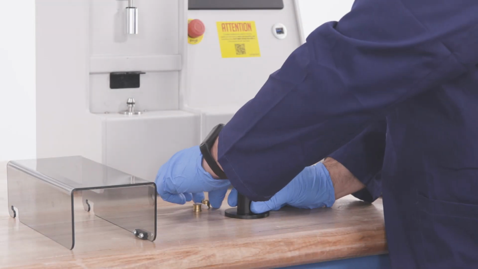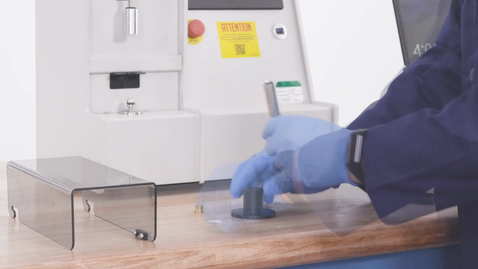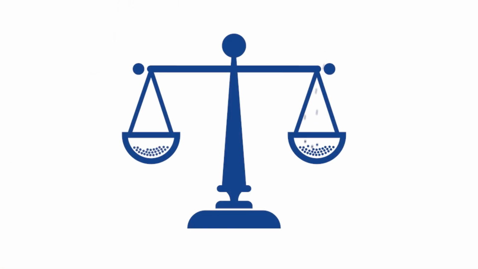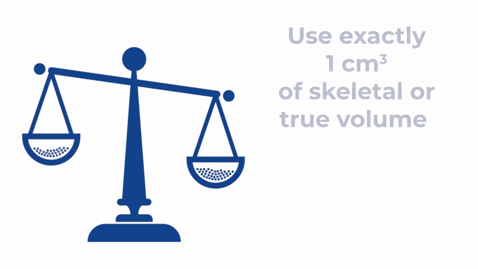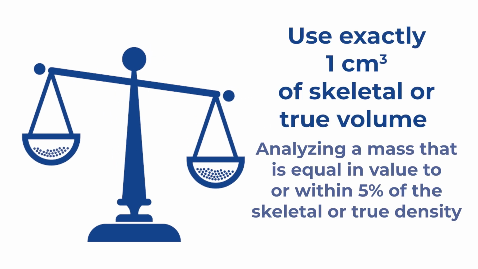Now you will place one brass plug and one filter paper in the sample preparation tool like this and pop it on. Then add your sample. Since this is automated, the software takes the mass of the sample into account, so you must record your mass accurately. You want to use exactly 1 cubic centimeter of skeletal or true volume. This means you are analyzing a mass that is equal in value or within 5% of the skeletal or true density.